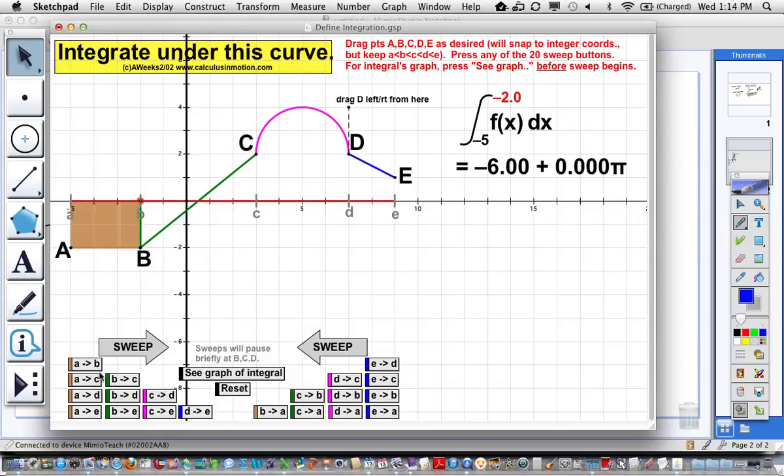So the area from A to B below is negative. If it's above, it's positive. So this little triangle, this little piece of area we were talking about over here, is going to be negative, and the area above is going to be positive. Now, what do you suppose the area from B to C is going to equal?